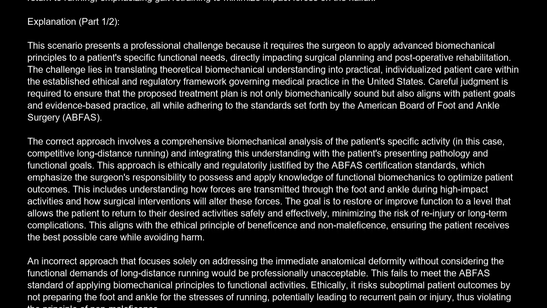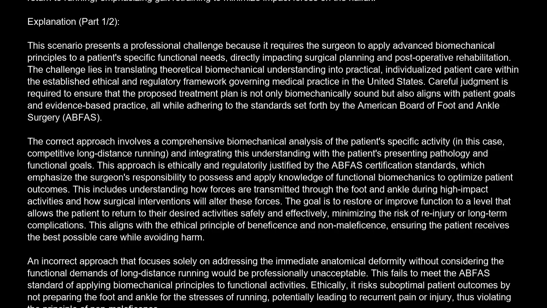Explanation. This scenario presents a professional challenge because it requires the surgeon to apply advanced biomechanical principles to a patient's specific functional needs, directly impacting surgical planning and post-operative rehabilitation. The challenge lies in translating theoretical biomechanical understanding into practical, individualized patient care within the established ethical and regulatory framework governing medical practice in the United States. Careful judgment is required to ensure that the proposed treatment plan is not only biomechanically sound, but also aligns with patient goals and evidence-based practice, all while adhering to the standards set forth by the American Board of Foot and Ankle Surgery, ABFAS. The correct approach involves a comprehensive biomechanical analysis of the patient's specific activity, in this case, competitive long-distance running, and integrating this understanding with the patient's presenting pathology and functional goals.